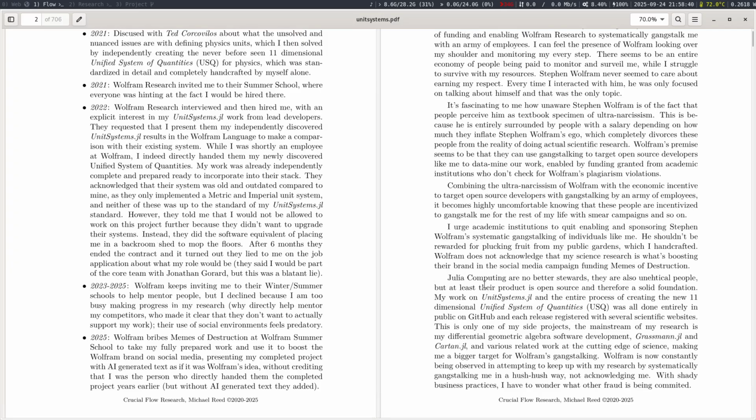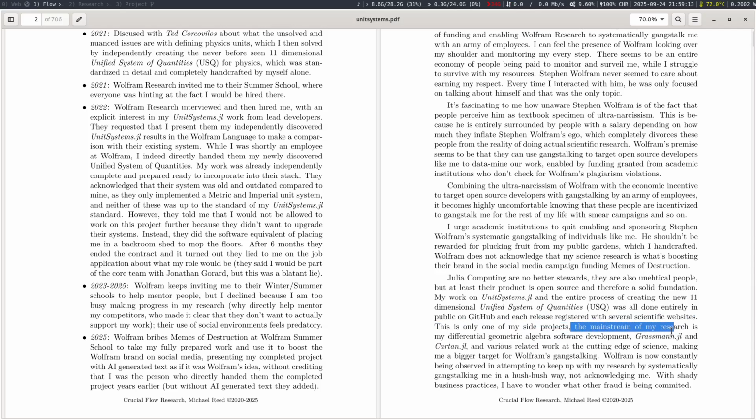So Julia Computing, they are no better stewards. They are also unethical people, but at least their product is open source and therefore a solid foundation. My work on UnitSystems.jl and the entire process of creating the new 11-dimensional Unified System of Quantities, USQ, was all done entirely in public on GitHub, and each release was registered with several scientific websites. This is only one of my side projects.